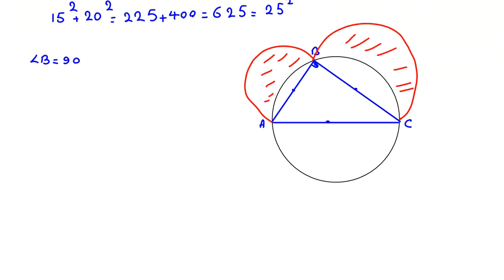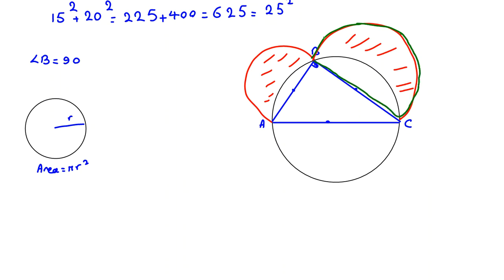We know that if you have a circle and the radius is r, the area is pi r squared. Now for a semicircle it is half of that. Now, if you want to calculate the red area, let me show you the green part. So first, let's consider, for example, here, this green part first.